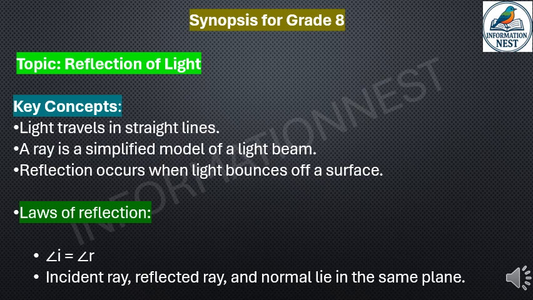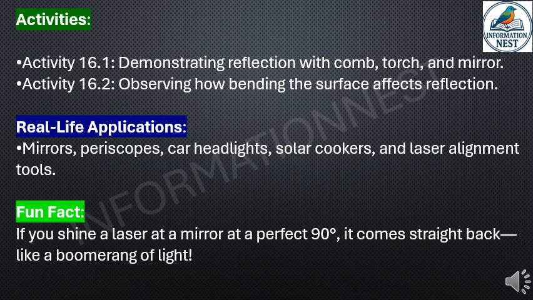Now, the laws of reflection. Law number one, the angle of incidence is equal to the angle of reflection, that is, angle i equals angle r. The second law is that the incident ray, the reflected ray, and the normal all lie in the same plane, like teammates on the same field. And that's the magic of light. Simple rules, powerful effects.